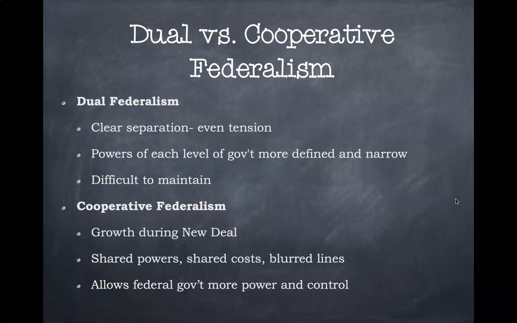Now, cooperative means that you work together. This happened a lot during the New Deal under Franklin Roosevelt. That created shared powers, shared cost, but it blurred the lines between the federal government and the state governments. It also allowed federal government more power and more control. A lot of people accused Franklin Roosevelt of being more of a socialist. Okay, so we'll talk more about that later.